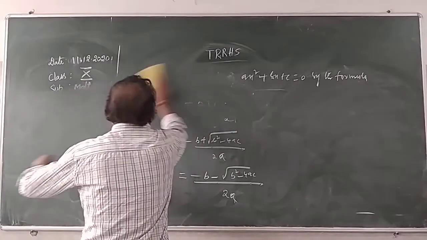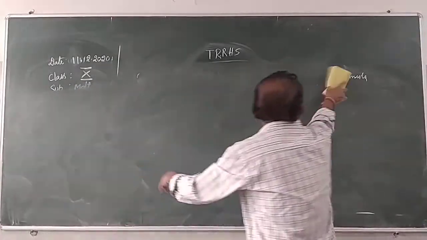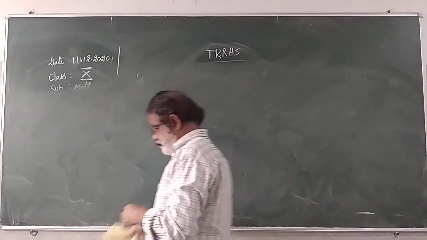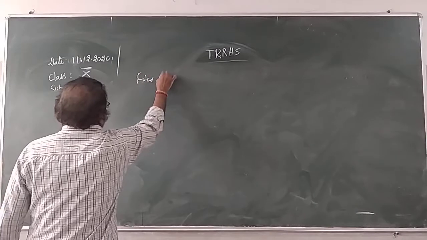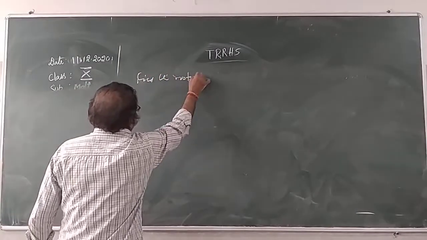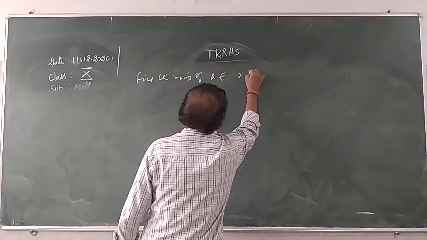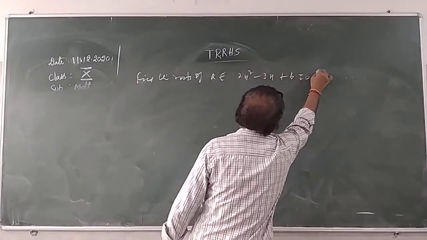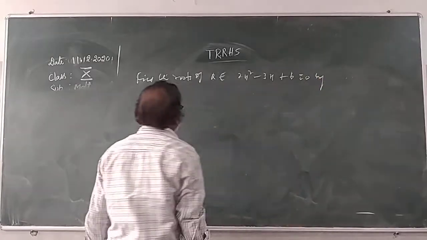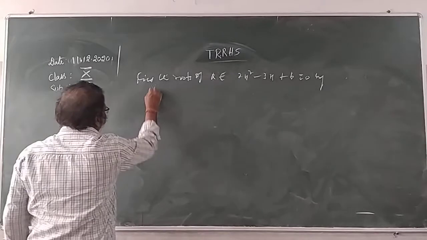Now, example: find the roots of 2x square minus 3x plus 6 equal to 0. Find the roots of the quadratic equation 2x square minus 3x plus 6 equal to 0 by the formula.